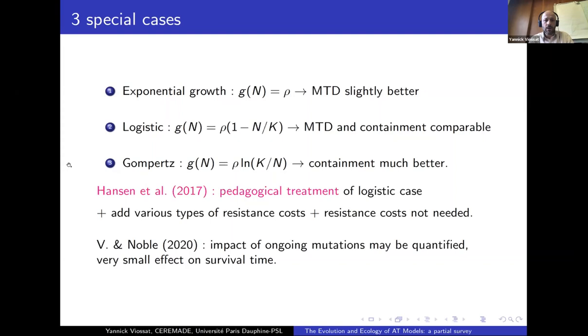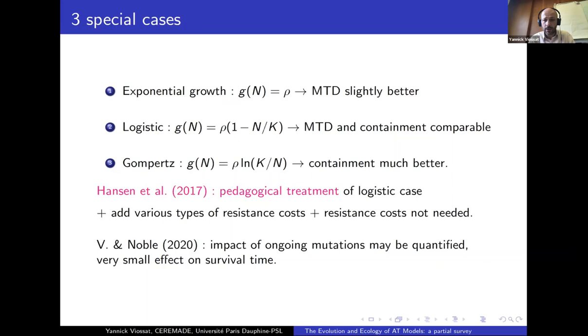The paper is hard to read for maybe most of us, but happily, Elsa Hansen and co-authors wrote a much more pedagogical treatment of this issue, focusing on the logistic case, and they also add various types of resistance cost. They show that the effect of various types of resistance cost is not the same. And I think that's an interesting point.